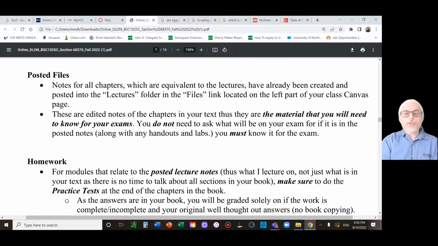Posted files. If you had me in a lecture class where you came to class or there are live lectures online, what I did is I took the notes from the author and I edited them. Take stuff out I don't need, put stuff in that wasn't there I do need, look for mistakes. And so I took those and I posted them for you. Those are in essence a summary of the chapter. They are the edited chapters, which means you do not need to send me an email asking me what do I need to know for the exam.